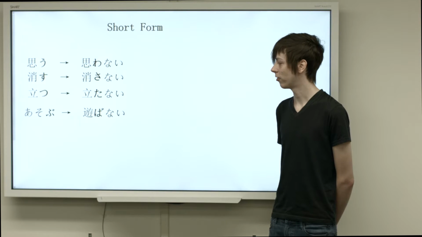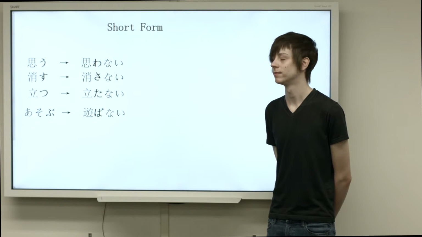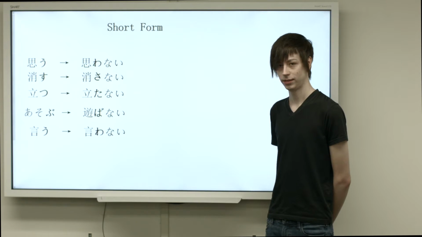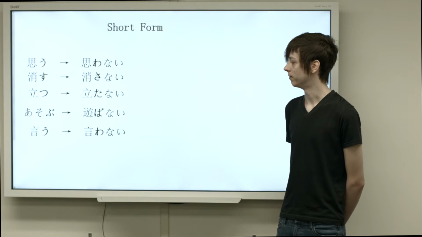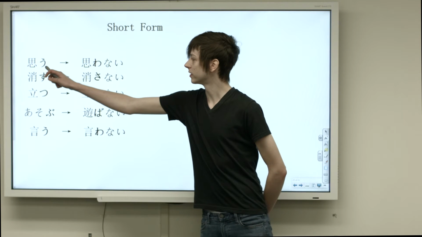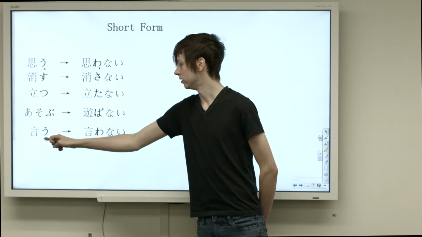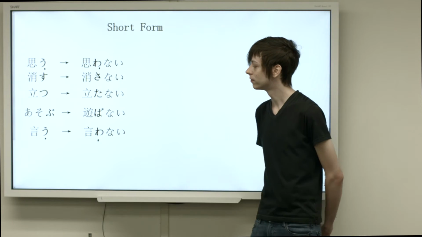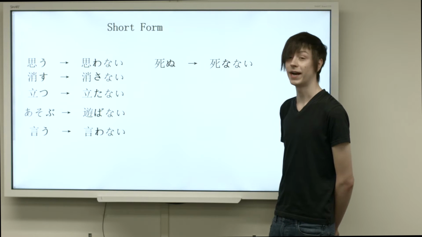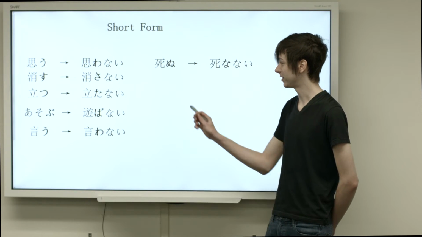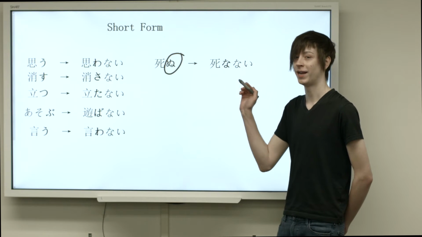Asobu, to play or hang out, would be asobanai, because the bu goes to ba. Iu, to say, would just go to iwanai. As we remember with this one, the u goes to wa, so it's the same for here. Iwanai. Shinu, to die. Shinanai, which sounds a little strange, but since it's a nu, we have to keep the n sound, so it goes shi-na-nai.